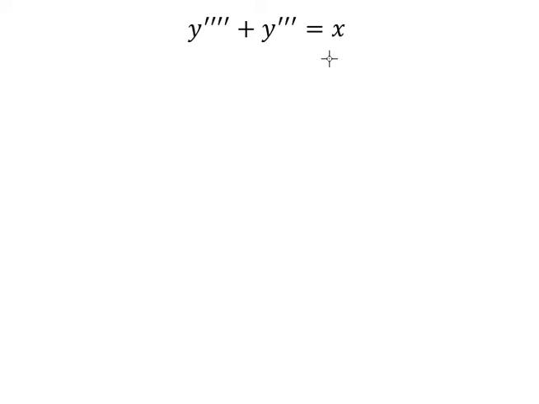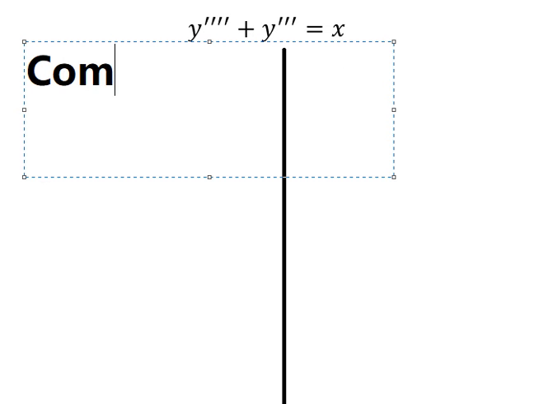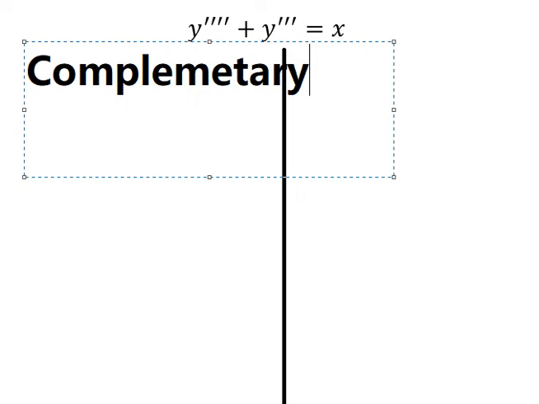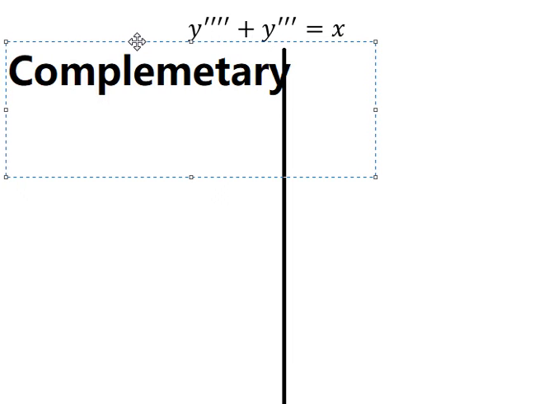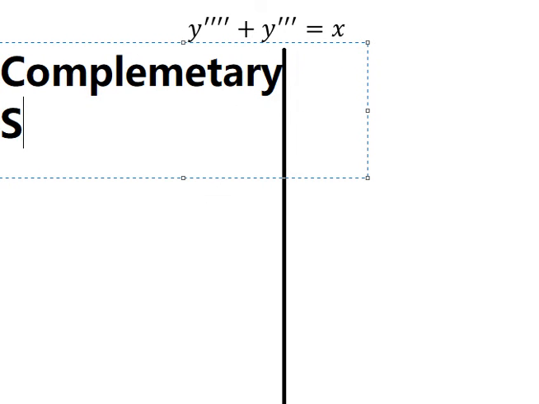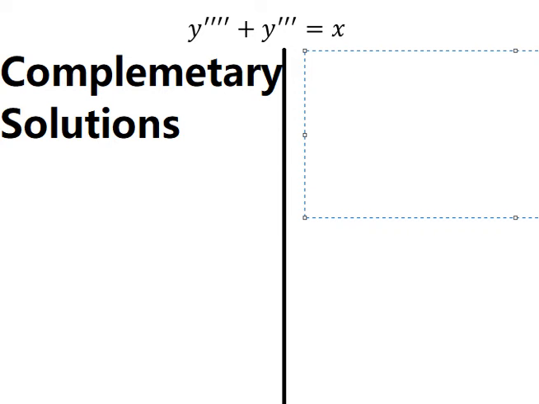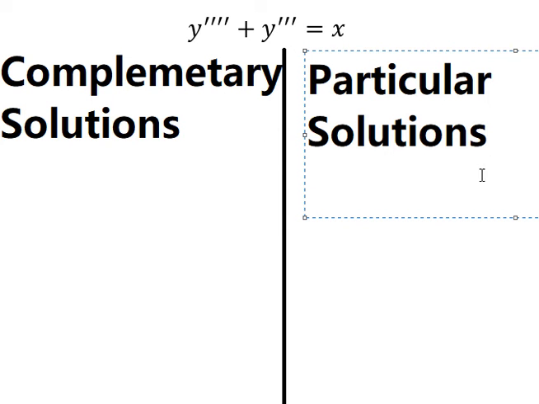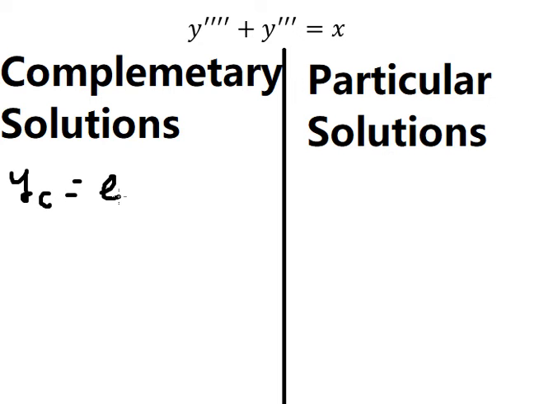For this situation, we need to divide this one into complementary solutions and particular solutions. So I will put yc equals e to the power of lambda s.